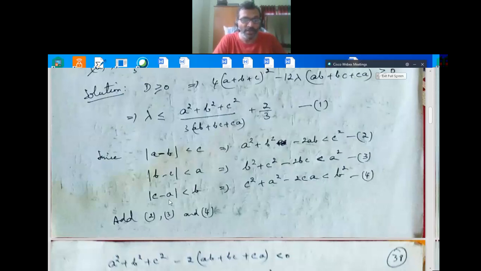We also know that mod of C minus A is less than B, which implies C squared plus A squared minus 2CA is less than B squared. So I take it as equation 4.